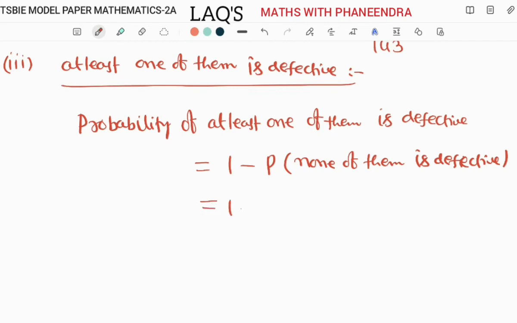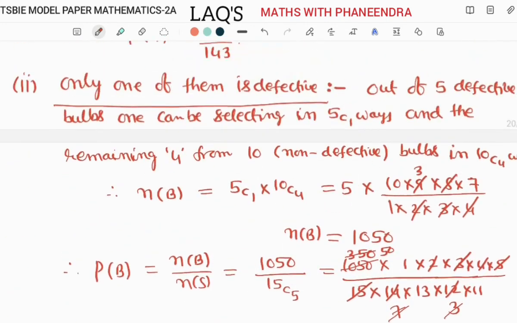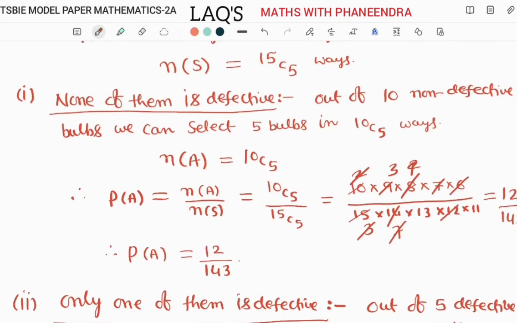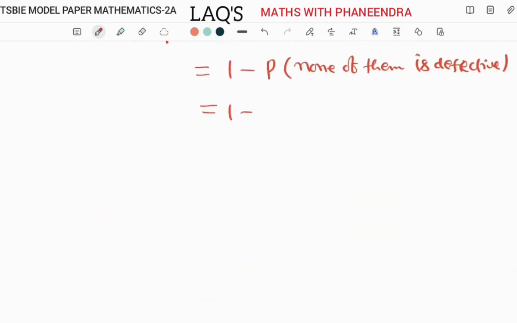So 1 minus probability of none of them is defective, we did know here. None of them is defective is 12 by 143 only now. So directly we can write that 12 by 143. So which is equal to, LCM is 143, 143 minus 12, which is equal to 131 by 143.